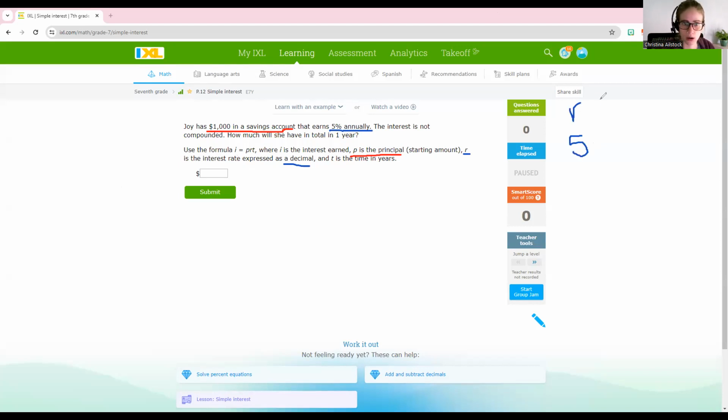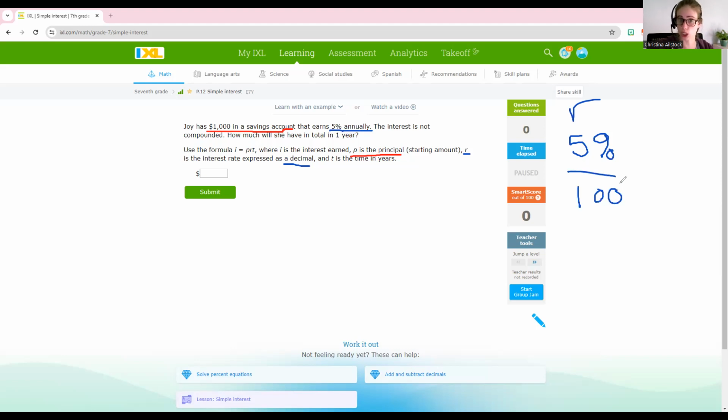So if our rate, our R, is 5%, we need to show that as a decimal. There's two different ways you can do it. The main way is we can divide by 100 because if we think about what the word percent means, it means per 100. The cent, there's 100 cents in a dollar, so per 100. Or if you think about century, a century, 100 years. So we can turn that percentage into a decimal by dividing by 100.